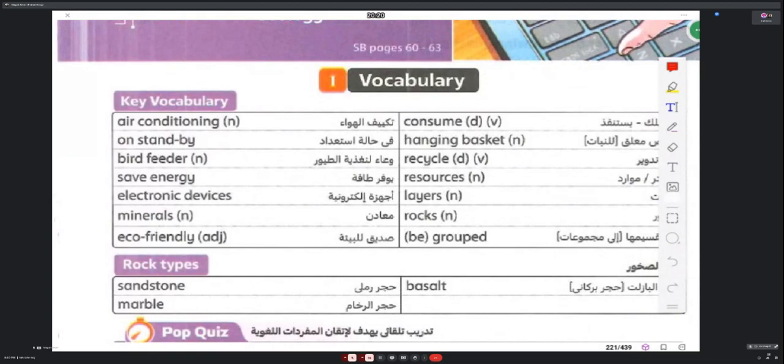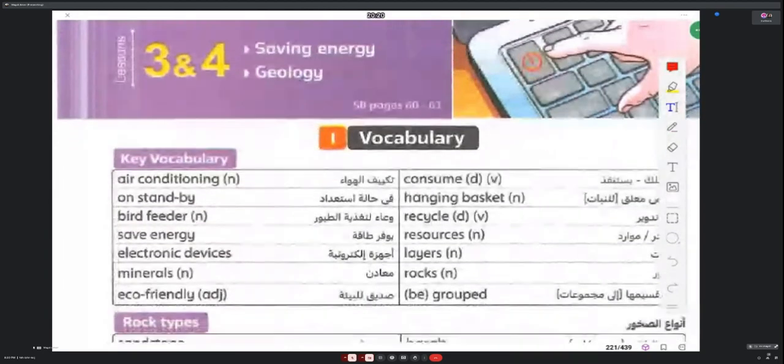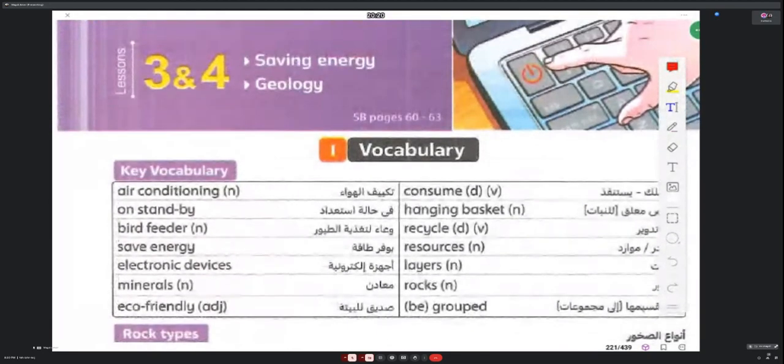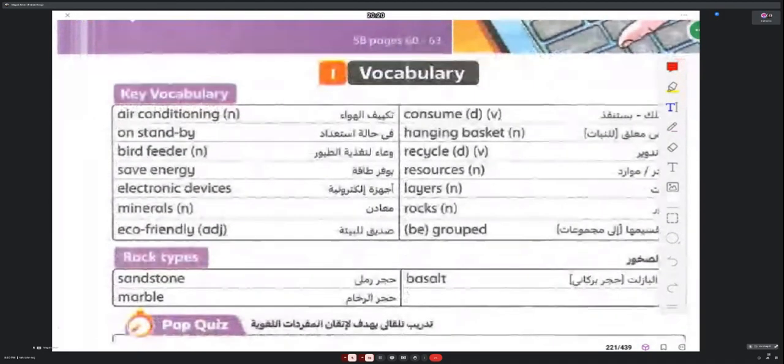Lesson 3 and 4, civil energy, unit 5, air conditioning. Can you read them, Luigi?